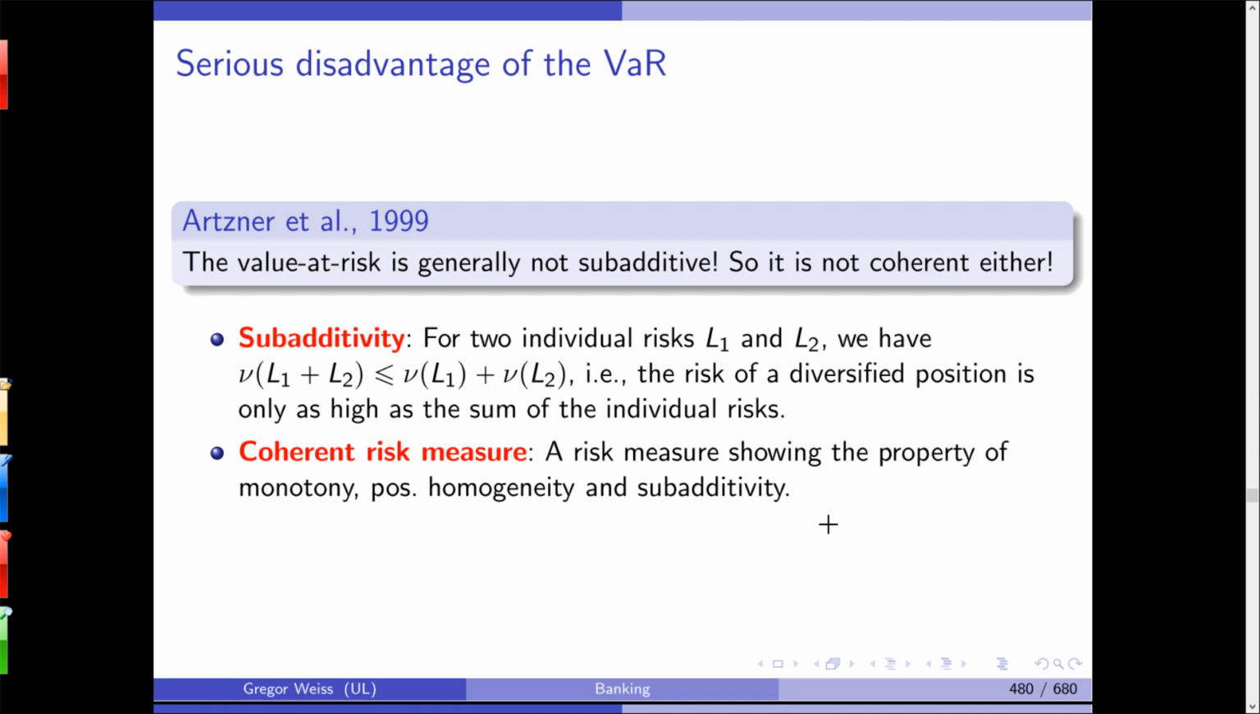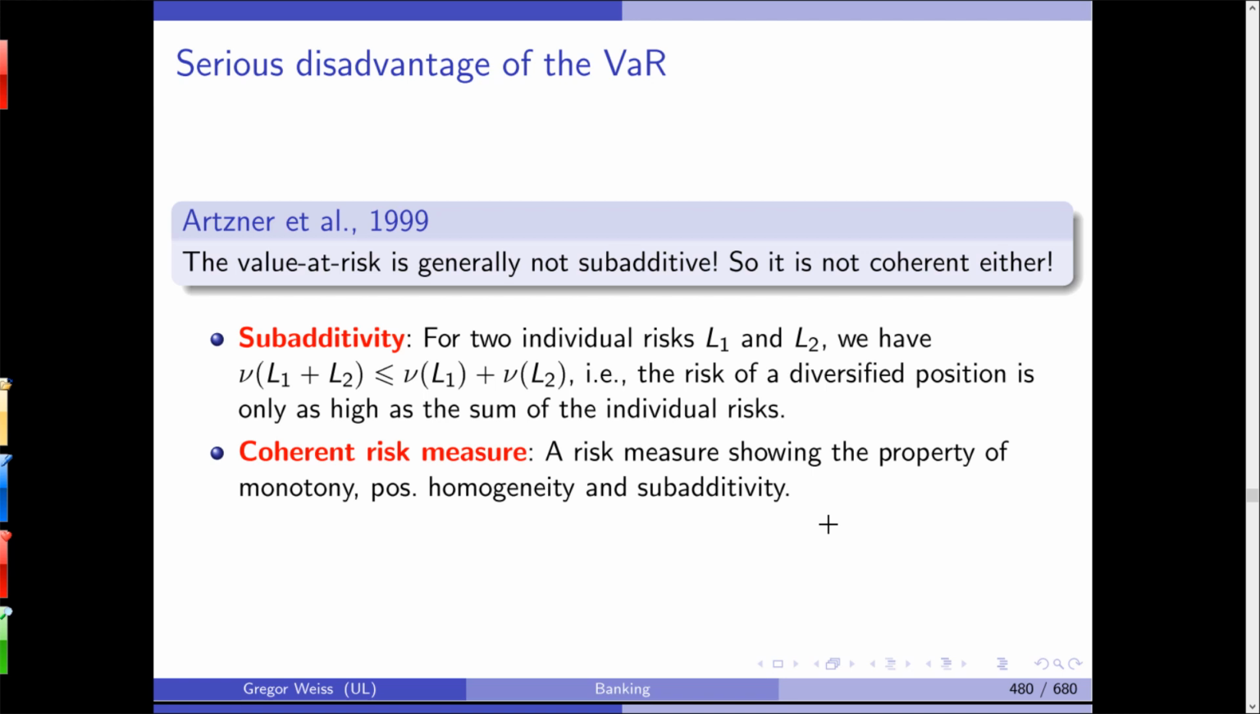monotonous, and positive homogeneous. Positive homogeneity means that if you have a risk L and you invest 5 times the money, you get 5 times the risk. That should be clear. You can discuss this because at some point liquidity concerns might kick in. So if, for example, you buy up the market, you invest 100 times the money, it might be that you have 150 times the risk because you cannot liquidate that position so easily. But theoretically, positive homogeneity makes sense. 5 times the investment amount, 5 times the risk.